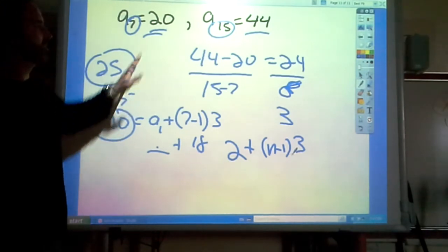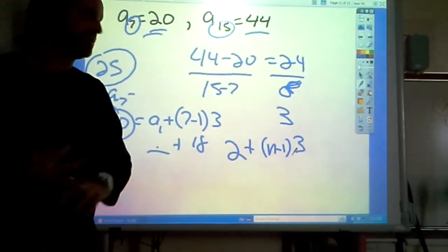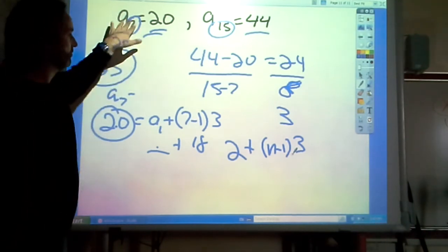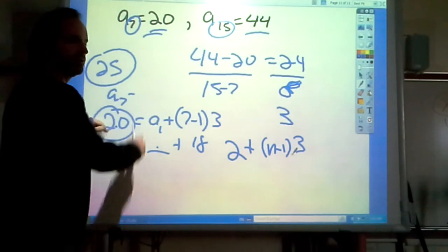Okay, just by getting the difference between the values and the terms, I got the common difference. I knew either one I could have used. I knew the 7th term was 20, and I solved for the first term.